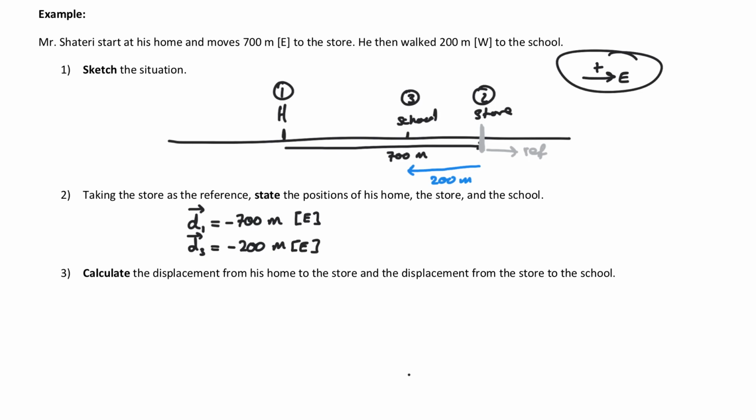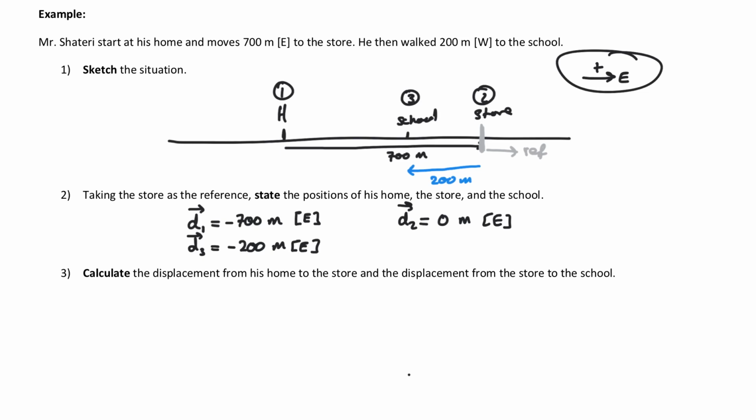And the position of the store itself, that's position 2. And position 2, relative to the reference point, the store is right at the reference point. So that's going to be 0 meters away. So that's 0 meters in the east direction. Okay, now I have these. Now calculate the displacement from home to the store and the displacement from store to the school.